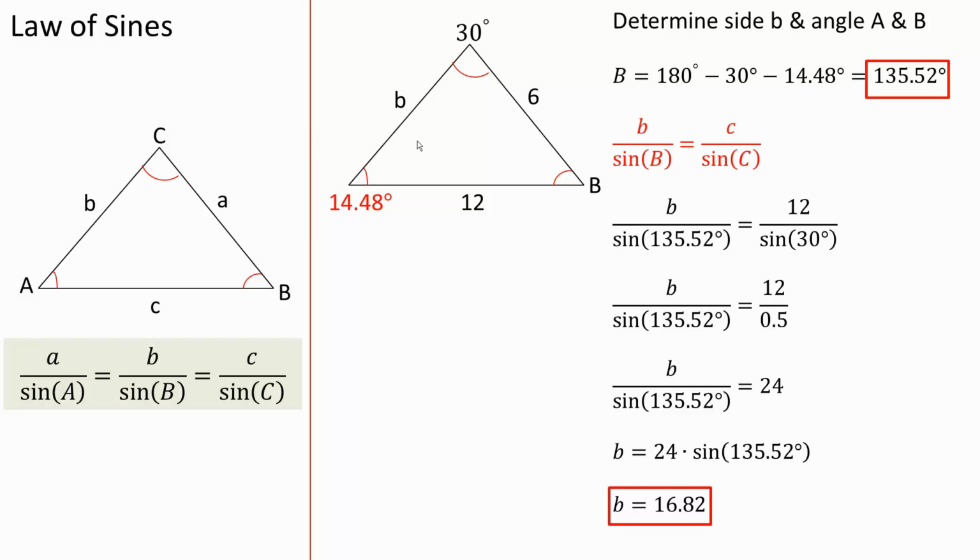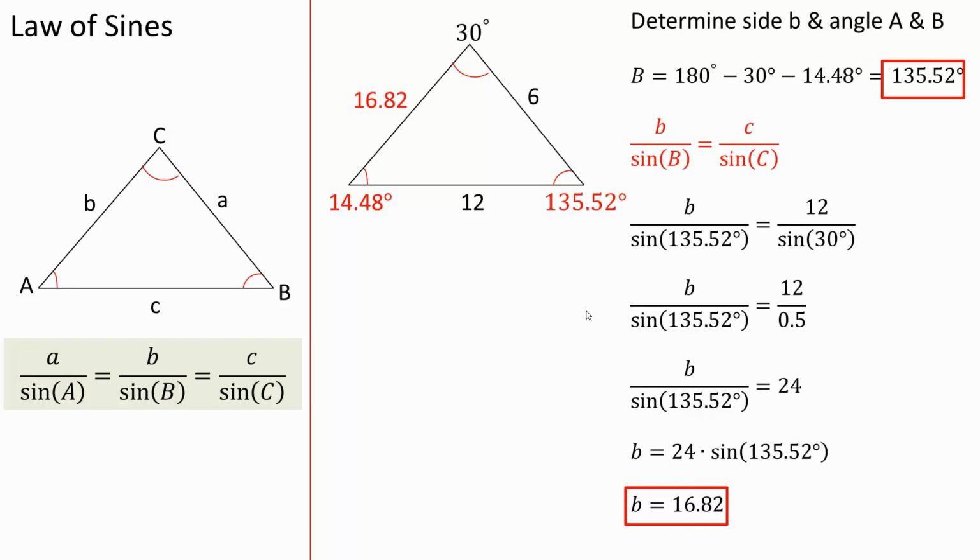So I could say that side length B divided by sine 135.52 is equal to, I will choose this one, 12 divided by sine 30. And we know that 12 divided by sine 30 would be 12 divided by 0.5, which is 24. And so side length B is equal to 24 times sine 135.52 degrees, and we would get B is 16.82.